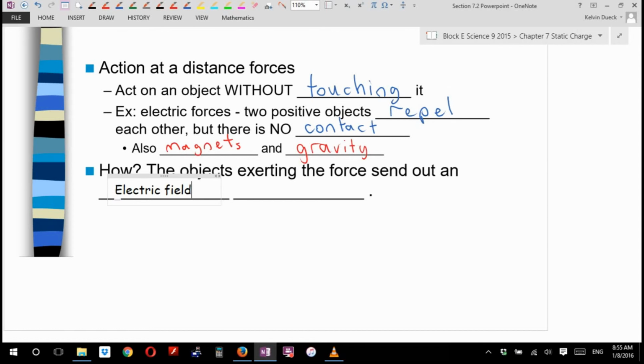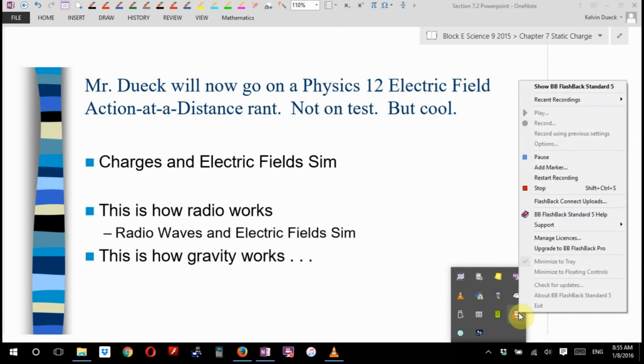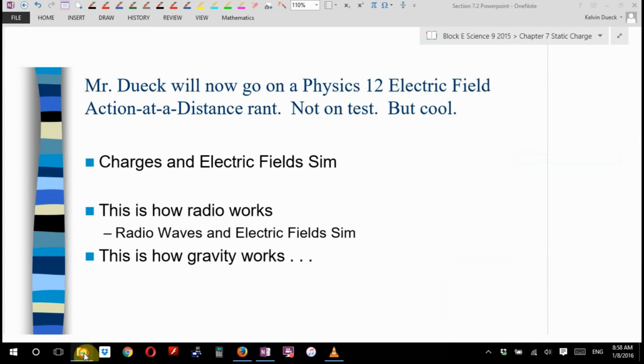I'm going to go on a bit of a rant for that. Mr. Dewick will now go on a Physics 12 electric field action at a distance rant. Not on test, but cool. I'm even going to pause the video here for a second. But it's kind of cool.